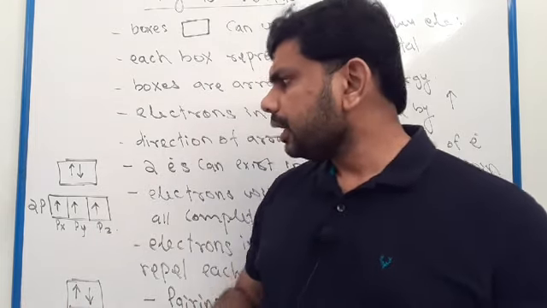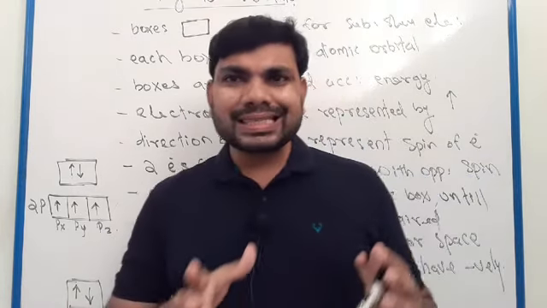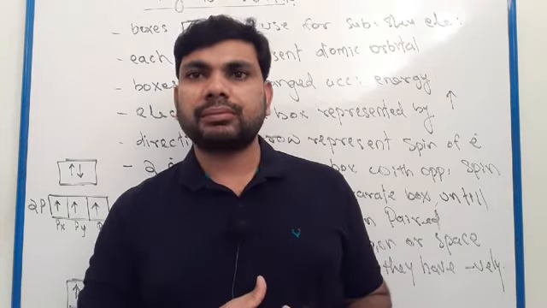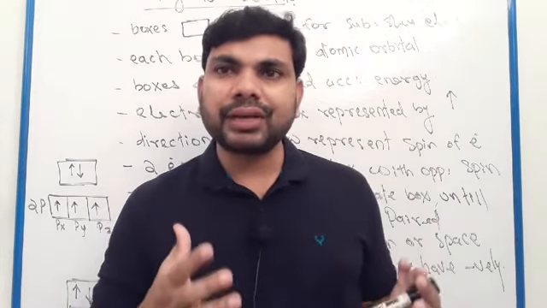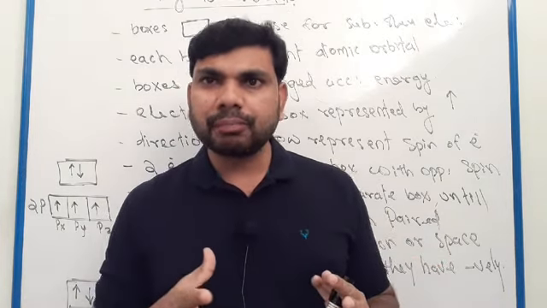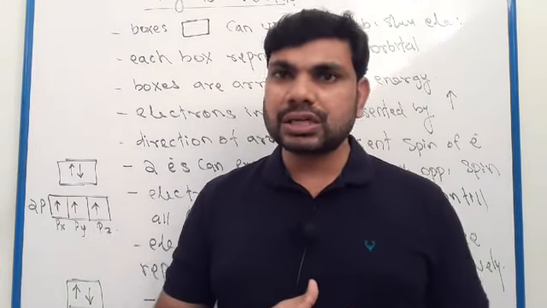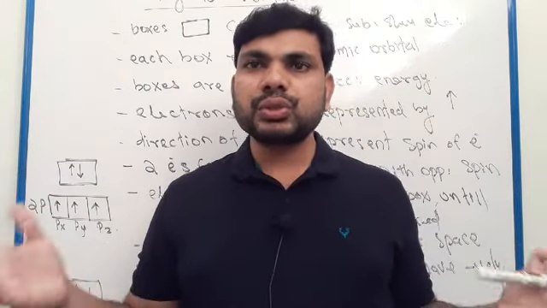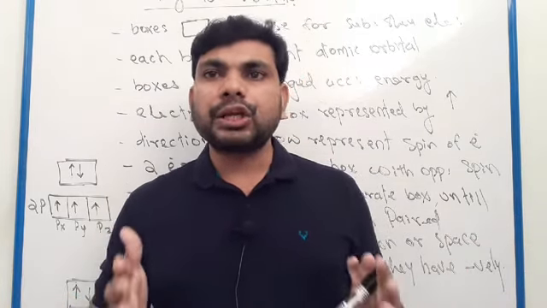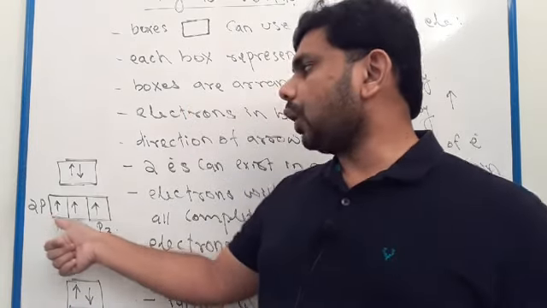Clear? The next point we have to understand: electrons in the same region or same space repel each other because electrons have negative charge. Many electrons in the same region will repel each other because electrons have negative charge. Two negatively charged species repel each other.